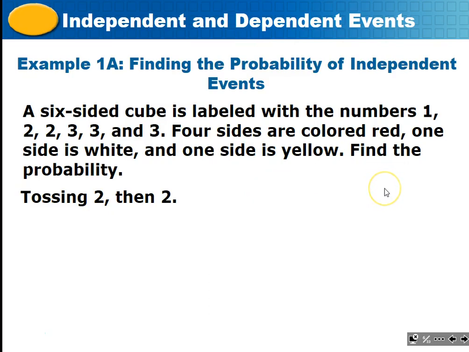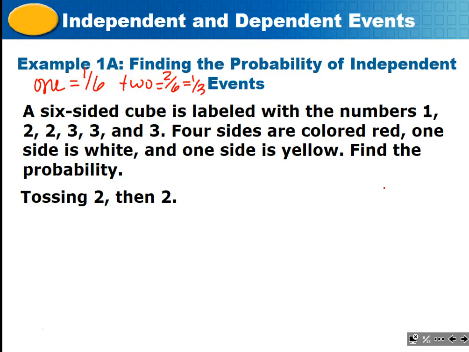Okay, so right here, a 6-sided cube is labeled with the numbers 1, 2, 2, 3, 3, and 3. Then 4 sides are colored red, 1 side is white, and 1 side is yellow. It says find the probability. So what I'm going to do first is go through each of these. If it's a 6-sided cube and only one of the sides has a 1, I'm going to write 1 right here, and my probability is 1/6 of getting a 1. Then for the 2, I have 2 on 2 of the sides, so that's 2/6, which reduces to 1/3.